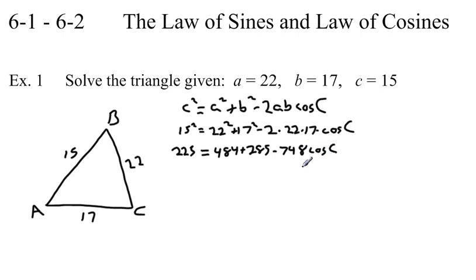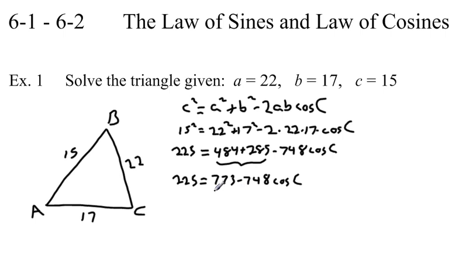Now here's the biggest error people make with these problems. The biggest error people make is that they add and subtract all this stuff together. We should not do that because that last number there, 748, is multiplied by the cosine of C. So we can put these two together. So we can say 225 equals, let's see here, 773 minus 748 times the cosine of angle C. Now at this point we need to subtract 773 and then divide by this number. We should not combine these two. Careful, do not do that.